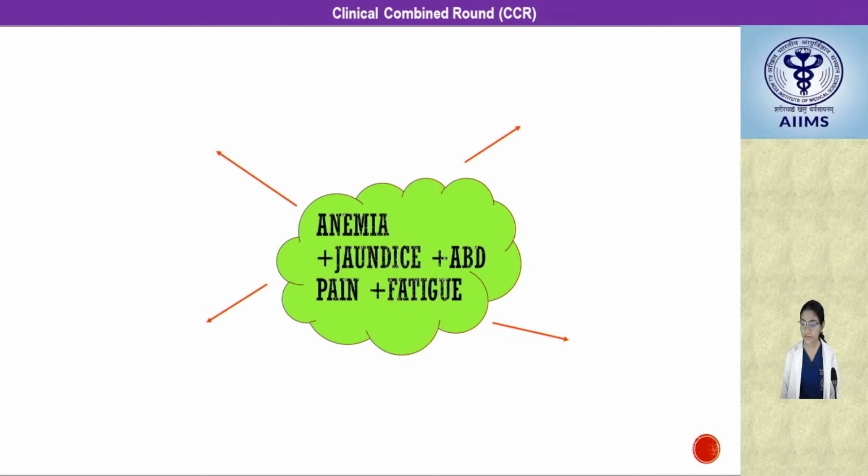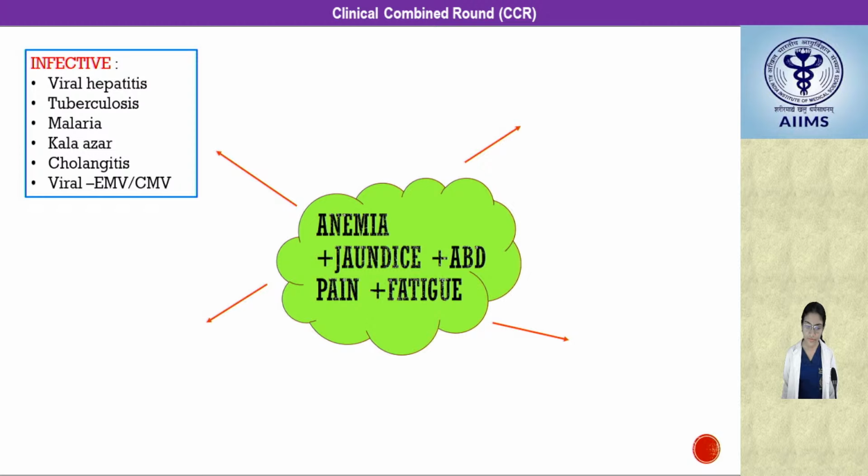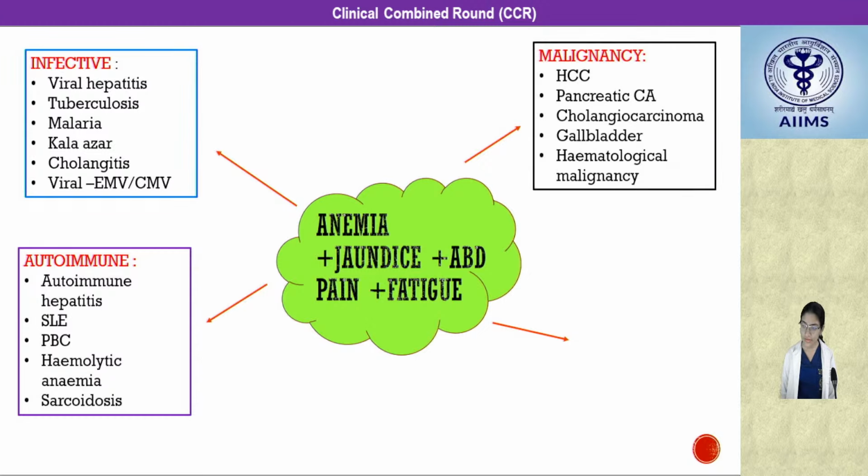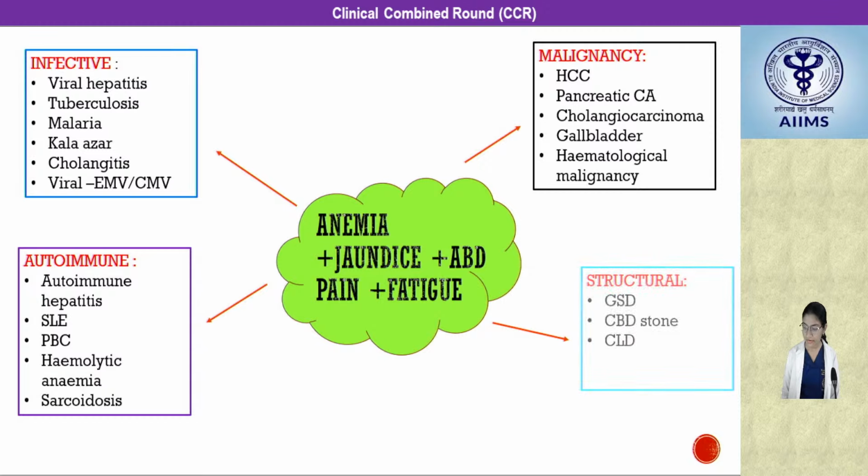Based on my history, for a differential of anemia with jaundice, abdominal pain and fatigue, I'd first like to rule out infective etiologies like viral hepatitis, tuberculosis, malaria, kala azar, cholangitis, and other viral infections. My second differential would be autoimmune disorders like autoimmune hepatitis, SLE, primary biliary cirrhosis, hemolytic anemias, and sarcoidosis. I'd also like to rule out malignancies like hepatocellular carcinoma and hematological malignancies, and other causes like CLD and gallstone disease.